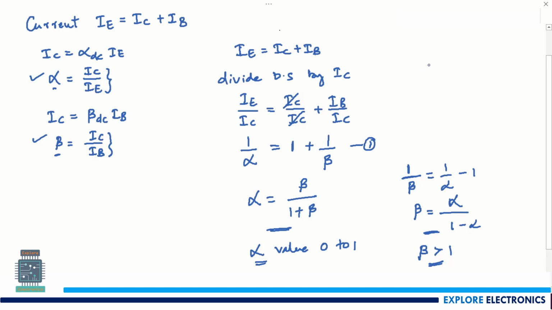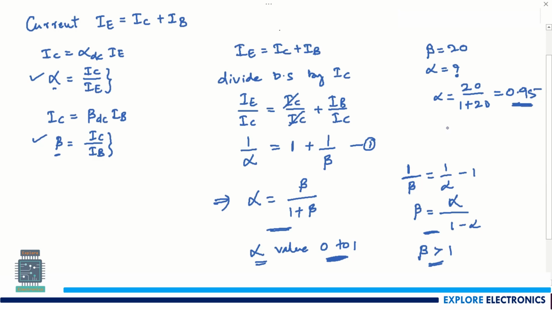Now if they give any value of beta, let me take beta is equal to 20, and they ask us to find alpha. Then simply you can use this expression: alpha is equal to 20 divided by 1 plus 20. You can solve this and you are going to get alpha as 0.95. As I said, alpha is always less than 1, that is between 0 and 1.